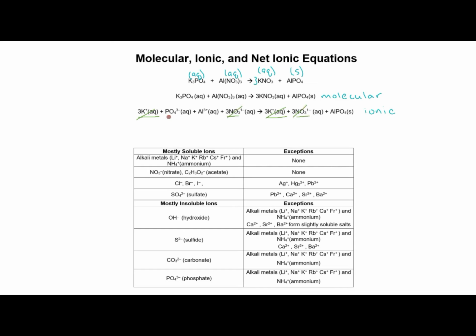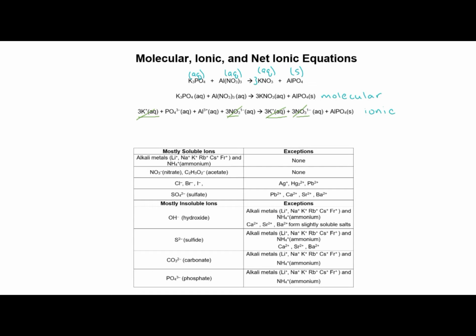You may ask, what about phosphate and aluminum? Well, here they are ions and here they are bonded. So those are not the same thing. You cannot cancel those out. Those are not spectator ions. So I have pulled all the spectator ions out of my ionic equation.